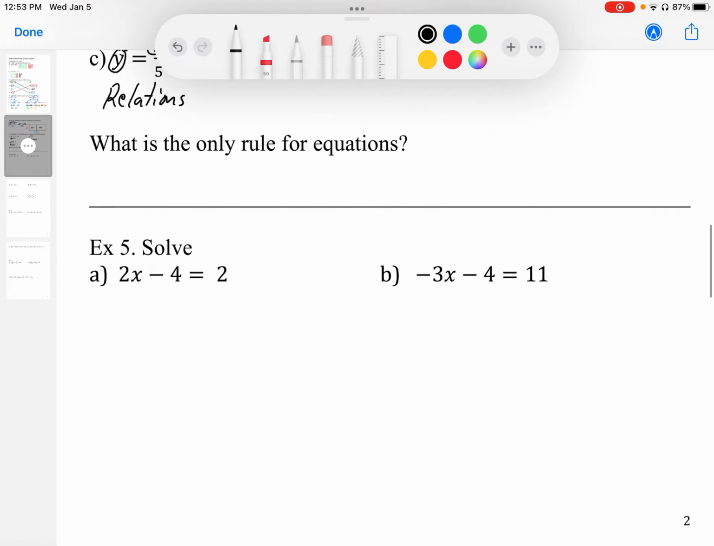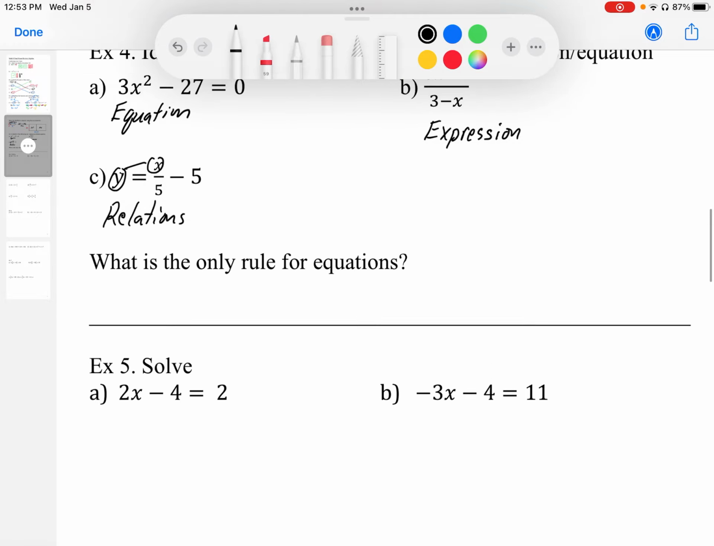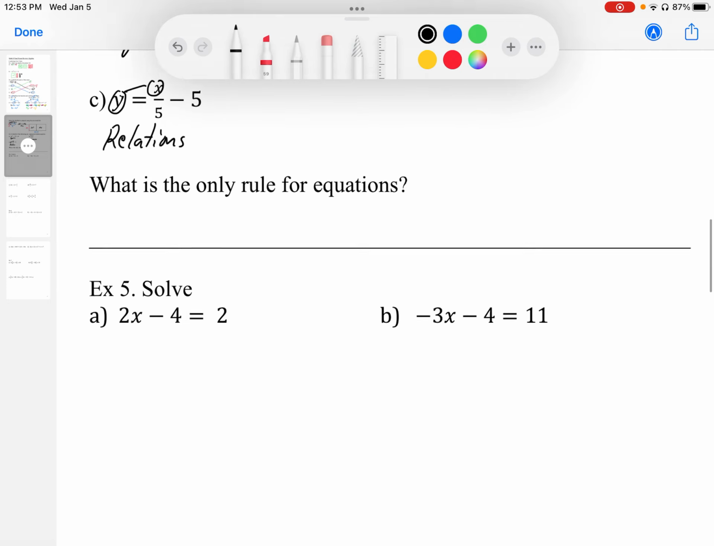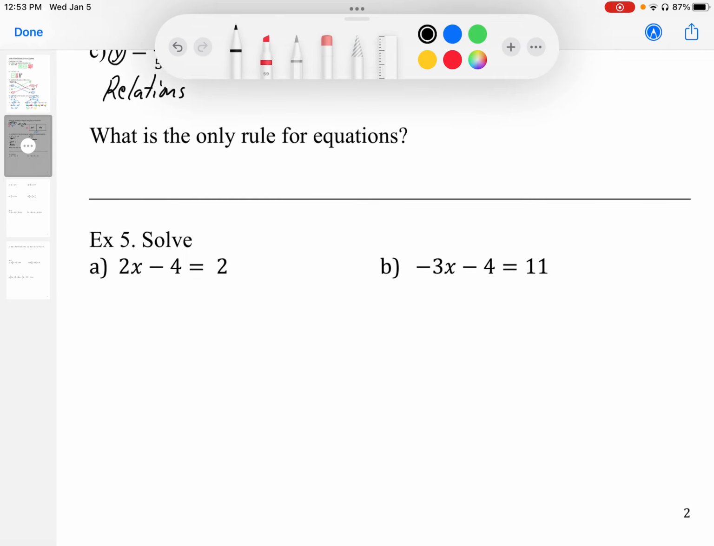When we talk about equation solving, okay, when we talk about these equations, we can actually solve them. There's only really one rule for equations, and that is keep equations balanced. So we can do anything we want, but we have to keep equations balanced. What we do to one side, we have to do to the other side. So as long as we do that, we're okay. The goal is, though, to get x by itself.